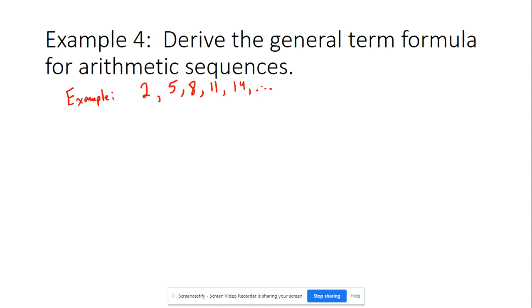So we just write the dots to symbolize that this sequence keeps going on. Hopefully what you recognize is that if I add 3, add 3, add 3, add 3, that's how I get the next term. Well, another way of writing this is like this.